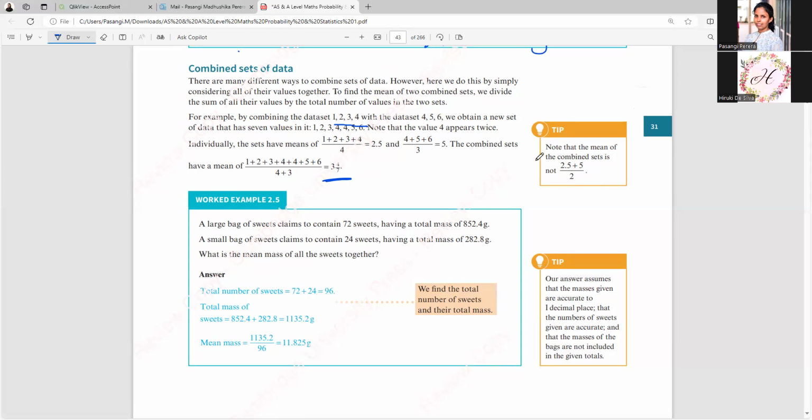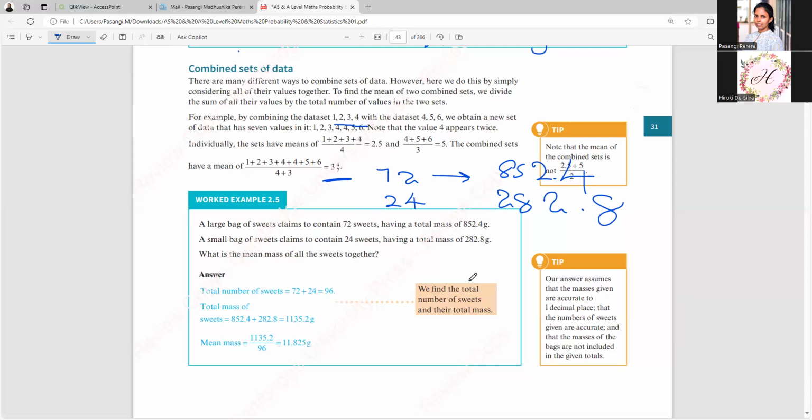See the example here. A large bag of sweets claims to contain 72 sweets. The 72 sweets have a total mass of 852.4. And for these 24 sweets now we have 282.8. What is the mean mass of all the sweets together?